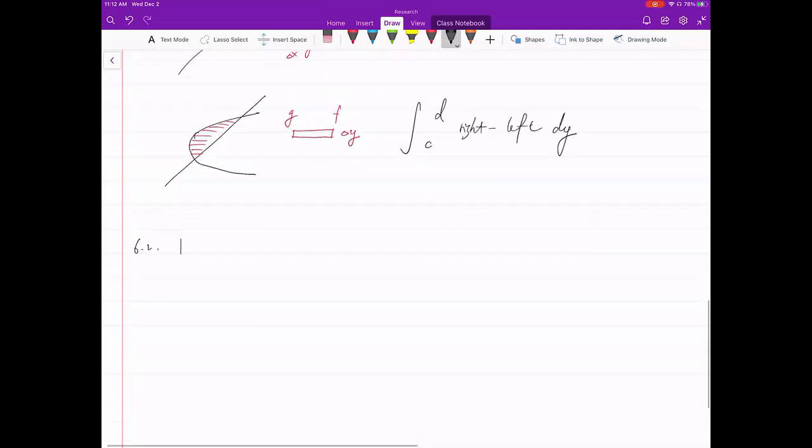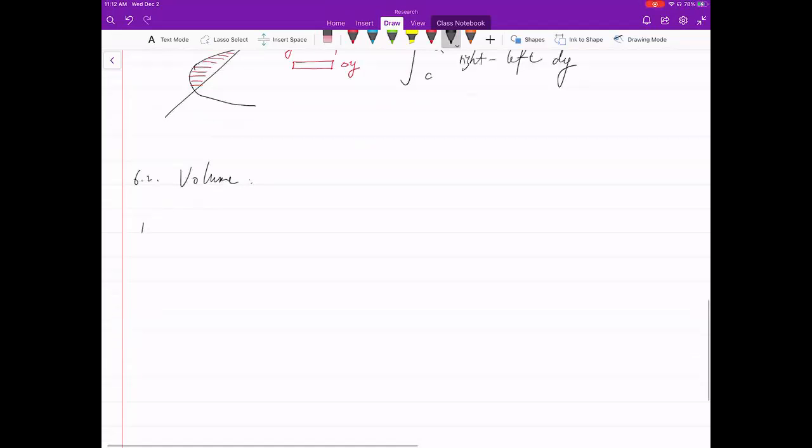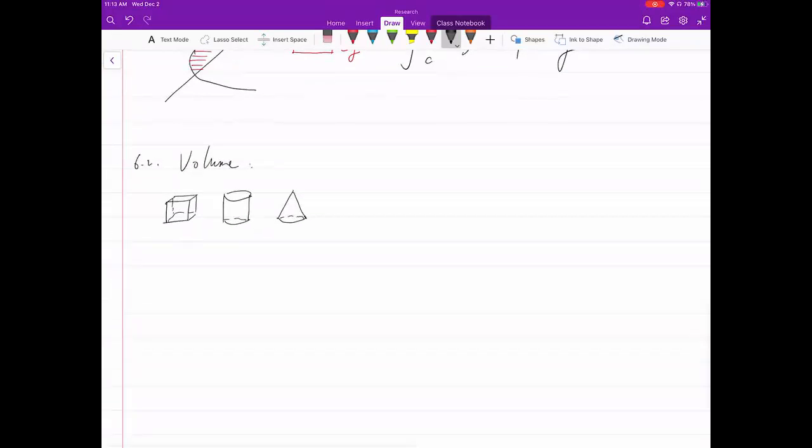Now, of course, we move on to volume. Think about what you know about volumes before. You probably know how to do a rectangular cube. You probably know how to do a cylinder. And you know how to do a cone. Do you remember the formula of the cone? It's the cylinder times 1/3, so it's 1/3 of that thing. And maybe some other shapes, but they are all regular.